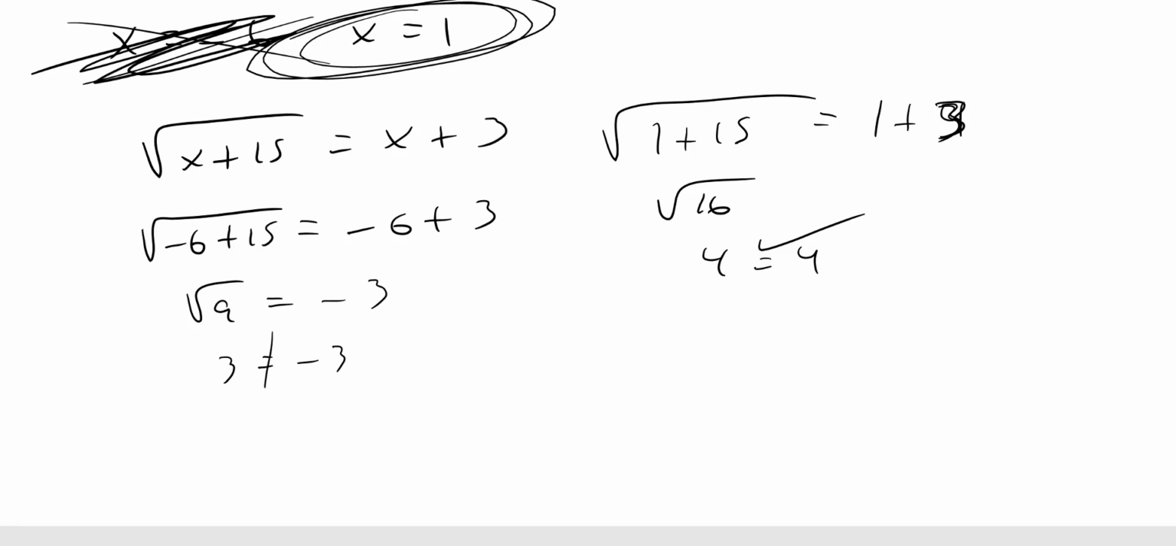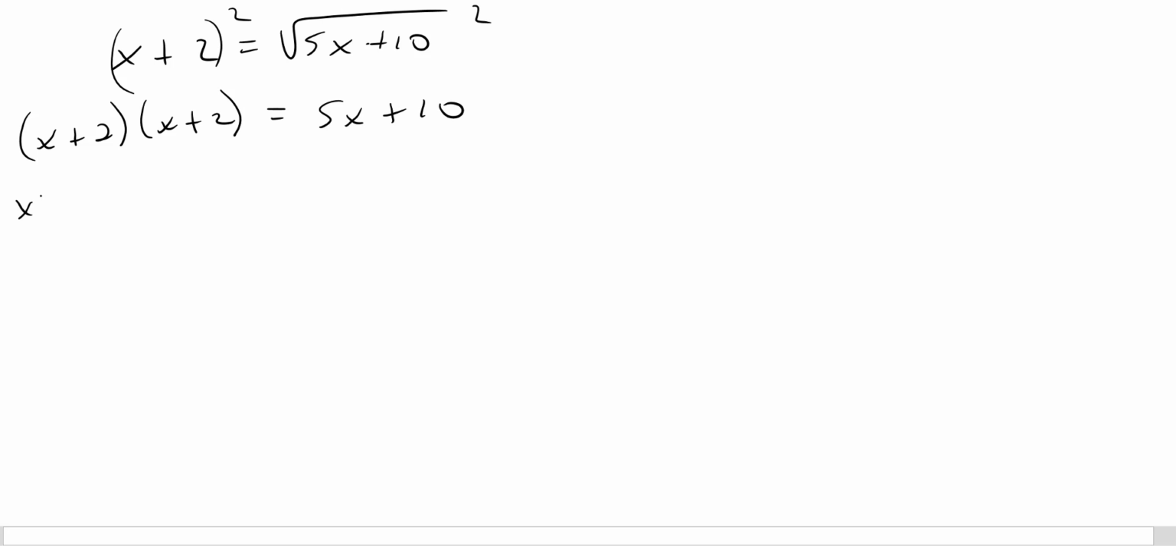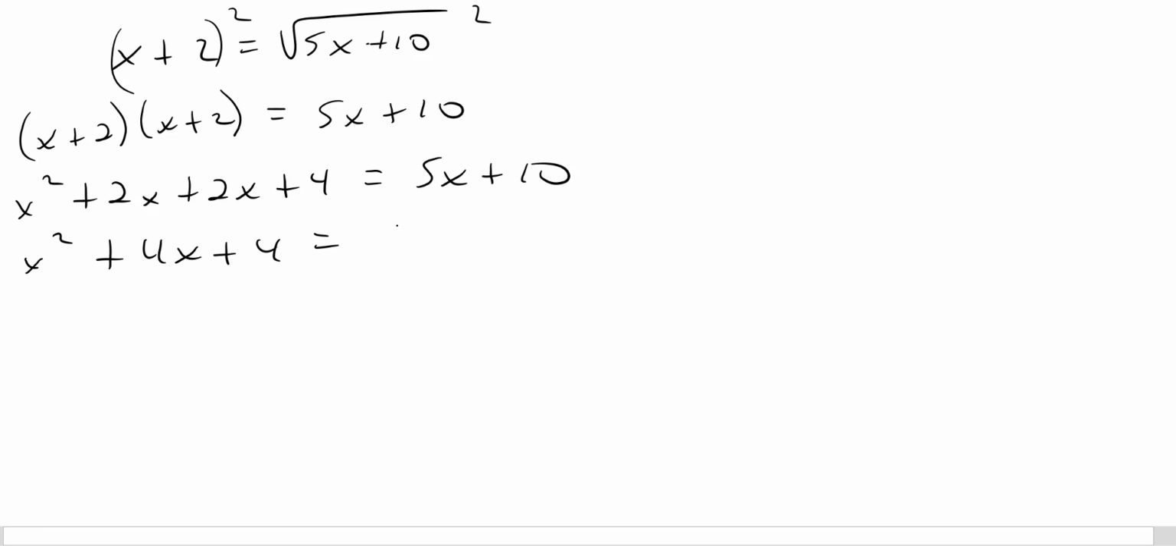Okay, so let's try another one here. If I do x plus 2 equals the square root of 5x plus 10. The first thing I'm going to do is square both sides. So if I FOIL this out, x plus 2 squared, and if I square the other side, I get 5x plus 10. So then I get x squared plus 2x plus 2x plus 4, so x squared plus 4x plus 4 equals 5x plus 10.